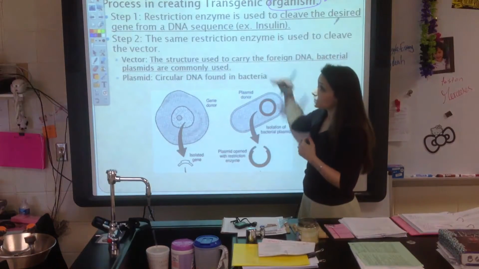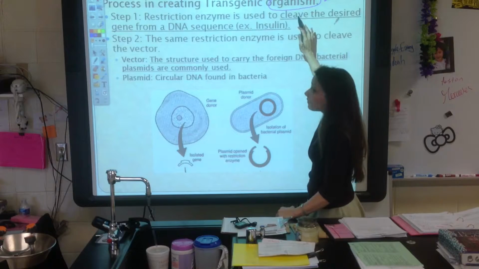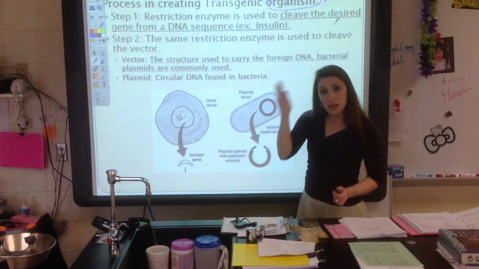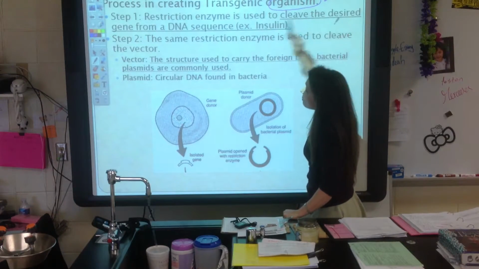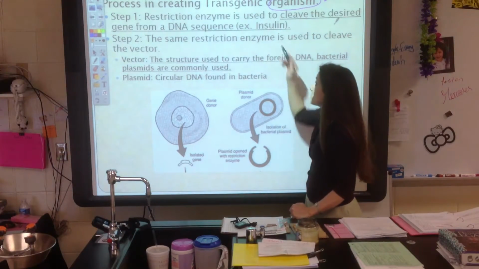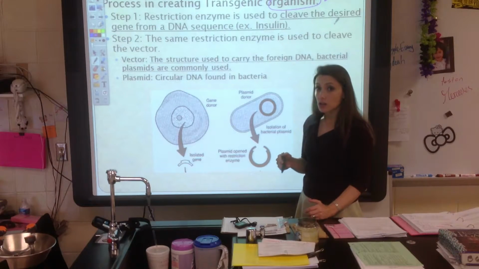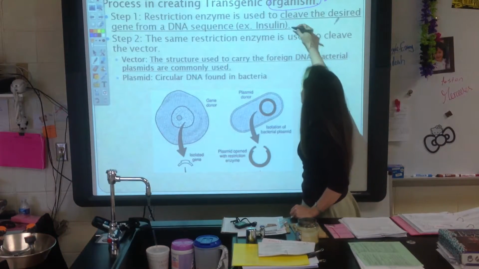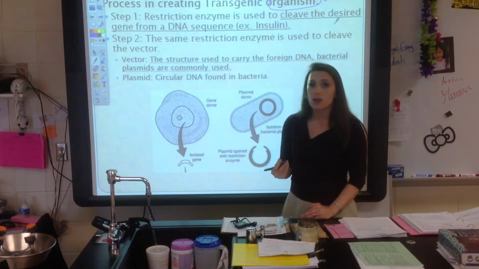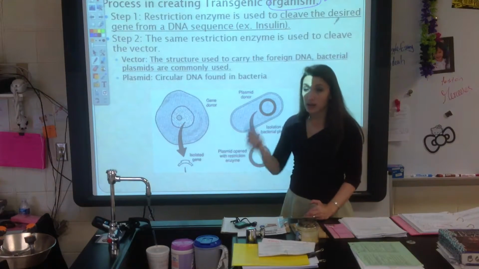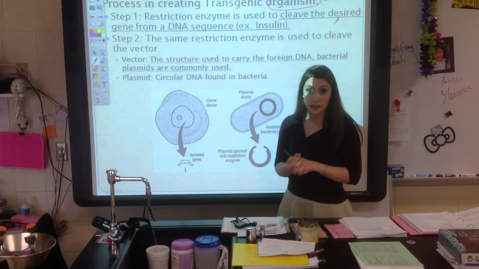So we have a couple steps here as well. The first step is that the restriction enzyme is used to cleave. Remember, cleave means cut, like a meat cleaver is a knife that cuts. Restriction enzyme is used to cleave the desired gene from a DNA sequence. For example, insulin. One of the most famous examples of genetic engineering is with human insulin. Insulin is found only in mammals. And so it used to be if you wanted insulin, we would take the pancreas of a cow or a pig, grind it up, isolate the insulin, and that's how diabetics got their insulin.